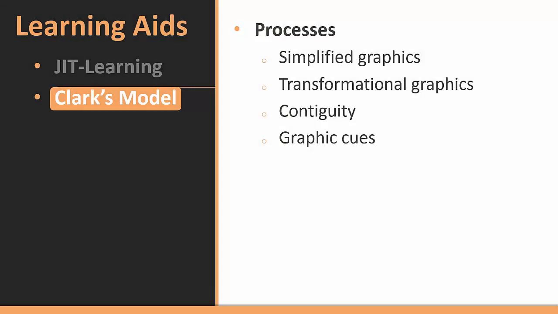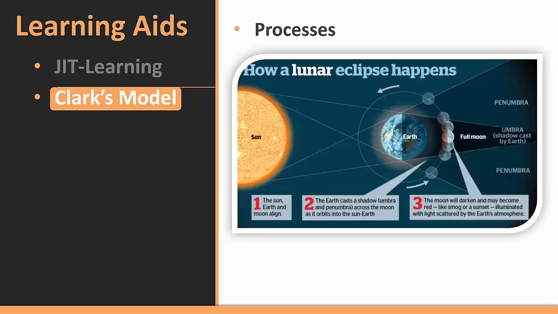Similar to a procedure, Clark also says that transformational graphics are really important when you're trying to visualize a process. But one key difference is the graphics need to be simplified, typically because the process may refer to something that's very complex. So we don't always see photos in process documents. Instead, we might see an illustration because that allows the author to simplify what's being visualized here. And once again, contiguity and graphic cues are very common, so let's take a look at a couple examples here.